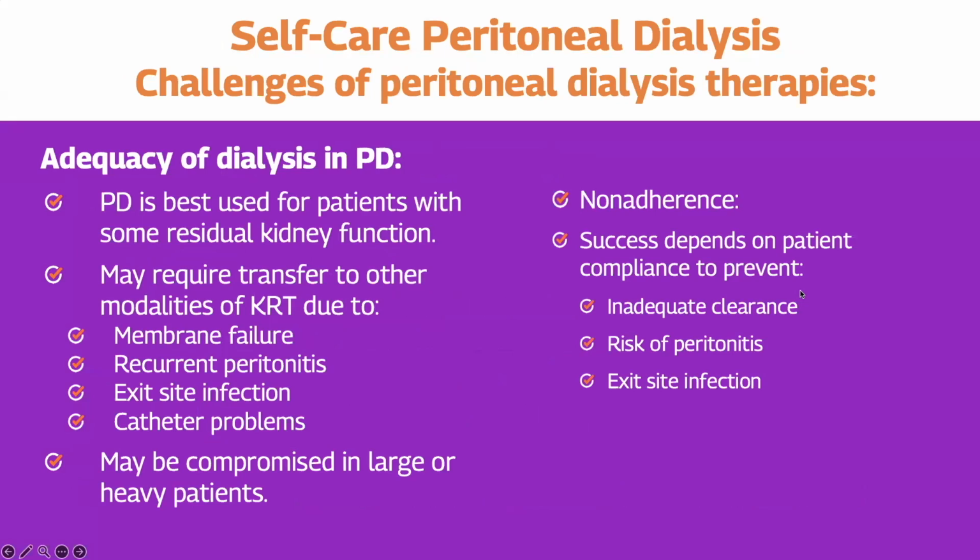Okay, so also we know PD is best used for patients with residual kidney function, although anuric patients may also do well with this kidney replacement therapy. Most patients who start PD will eventually transfer to other modalities of KRT, such as hemodialysis, if adequacy cannot be maintained because of membrane failure or other complications such as recurrent peritonitis, exit site infections, or catheter problems.